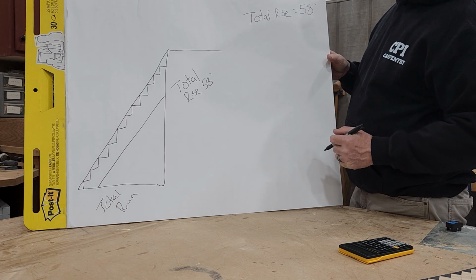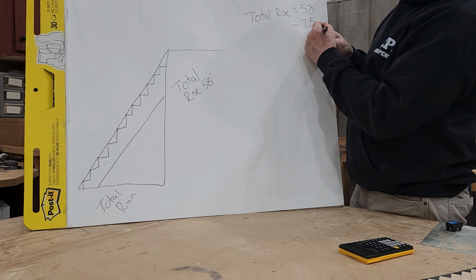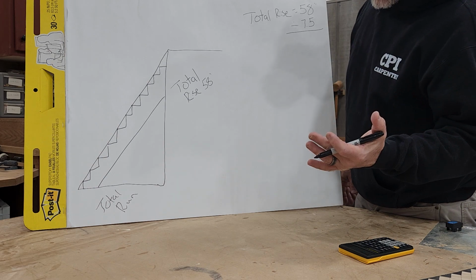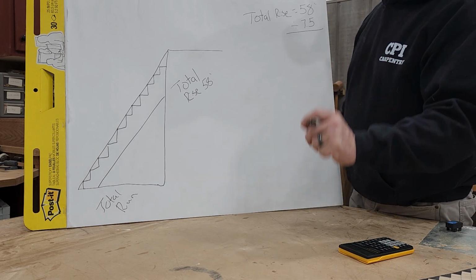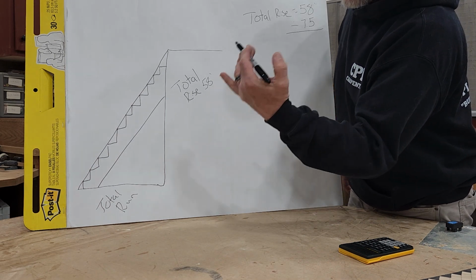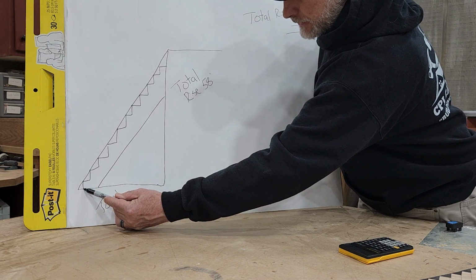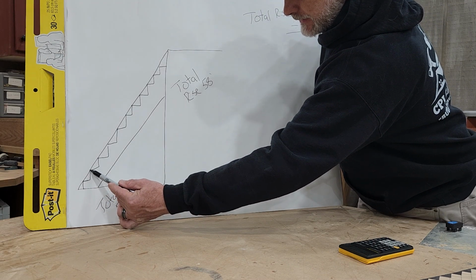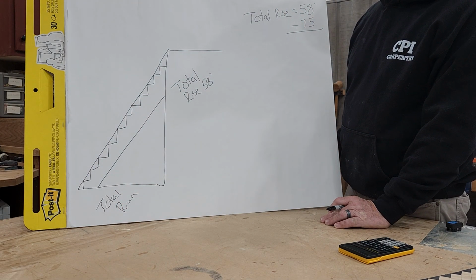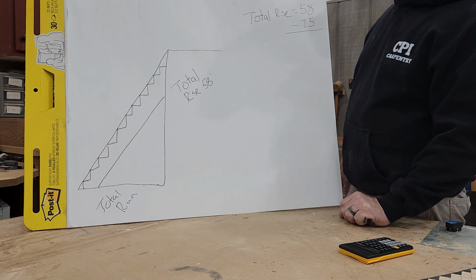So once we know our total rise, the distance we're trying to overcome, we're going to divide that number by 7.5. Why 7.5? Because long ago somebody determined that for almost all people, the most comfortable step, to place your foot here, then here, then here, is somewhere between 7 and 8 inches. So we're going to play the law of averages here and use 7.5.